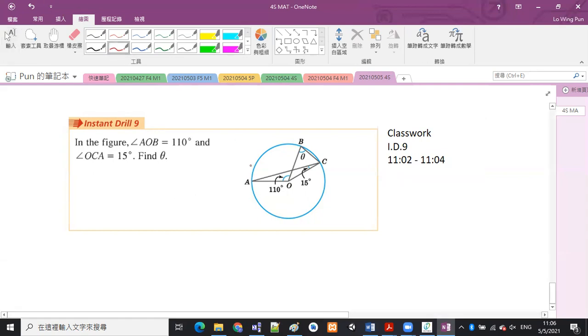This angle at center is angle AOB. It is looking at the arc AB. This 110 degrees is looking at this arc, right? And can you find another angle which is also looking at the arc AB, which is angle at circumference? It should be angle ACB. Can you see this? Angle ACB. So these two angles are both looking at the arc AB. One is angle at center, the other is angle at circumference. So they will have the double relationship.